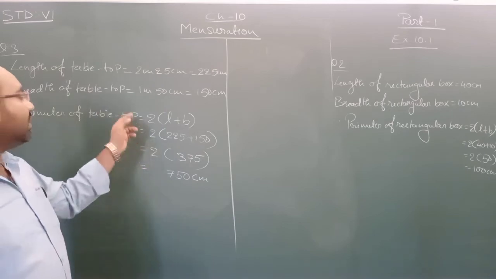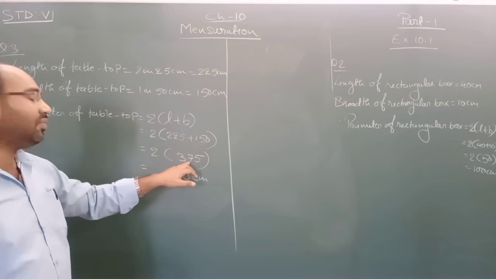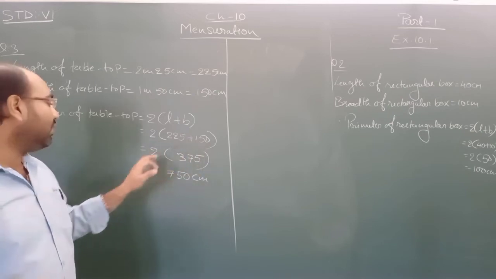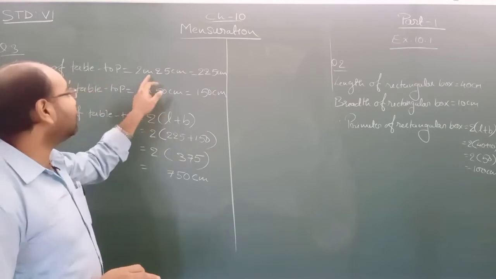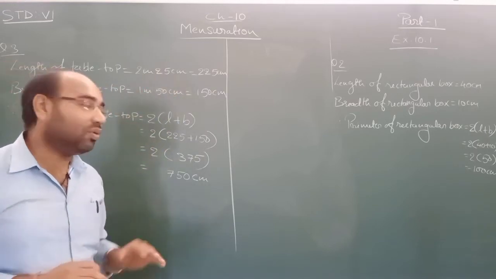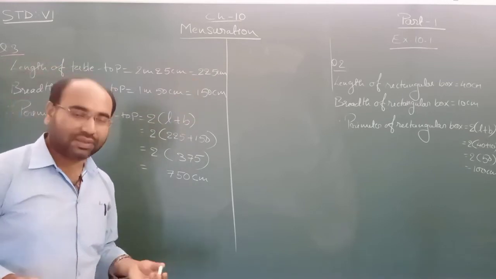अगर उसको मीटर में कन्वर्ट करोगे then 2.25 plus 1.5 you will get 3.75 and then when you will multiply you will get 7.50 meter. अगर हमने उसको मीटर में ही रहने दिया तो, but as we have converted it to centimeter, that's why there will be no points.